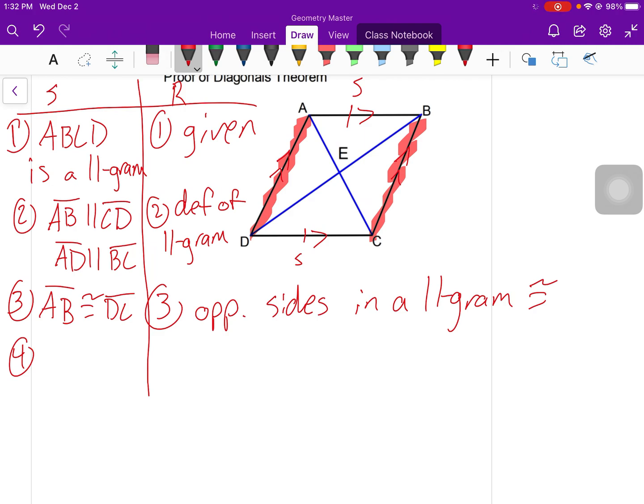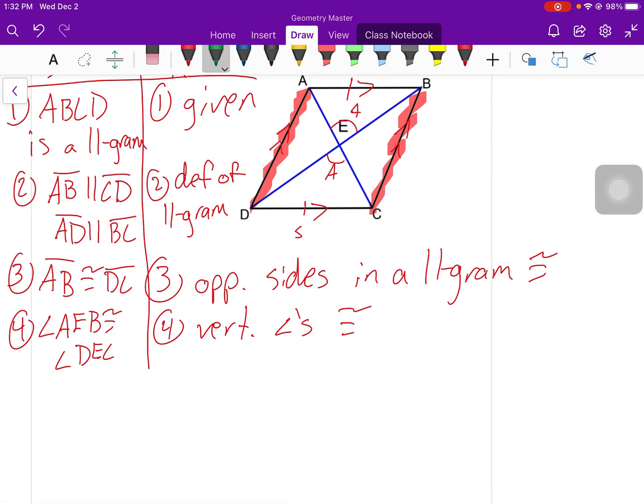The first one that I'm going to do is the thing that always jumps out at me, the thing I always look for are vertical angles, and I have vertical angles here. So I could say that angle AEB is congruent to angle DEC because vertical angles are congruent. That's always true. You can get by without doing this step by doing what's going to be step 5 twice. I'll show you what I mean by that in just a second.